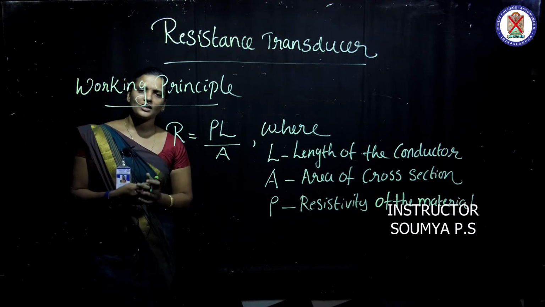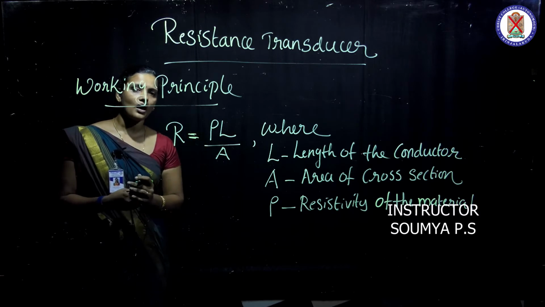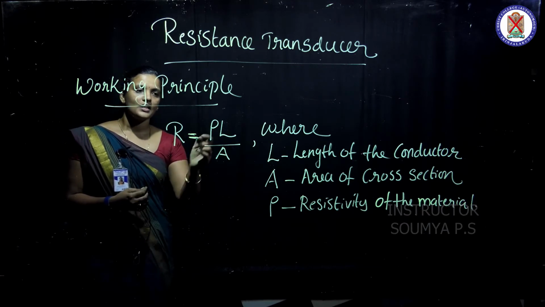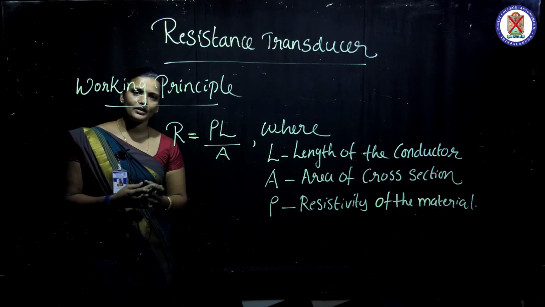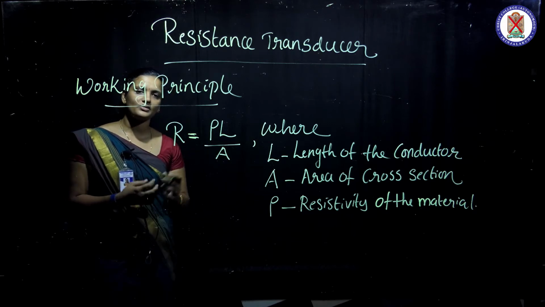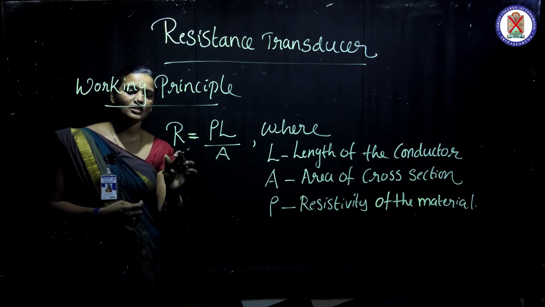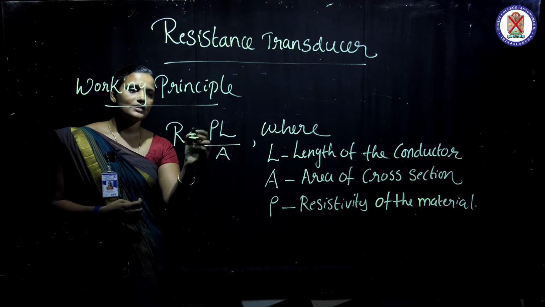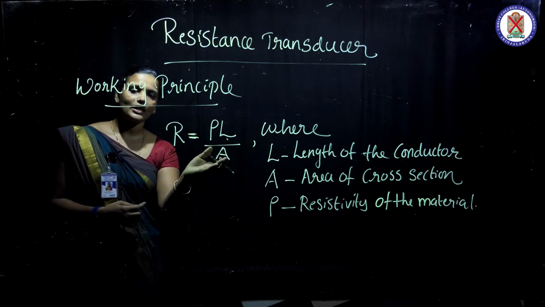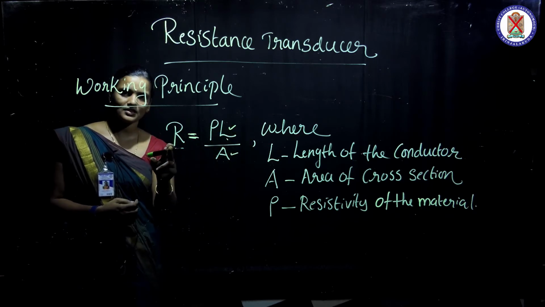Then let's see the working principle of a resistive transducer. Here's the formula. Resistance R is equal to rho L upon A, where L is the length of the conductor, A is the area of cross section, and rho is the resistivity of the conductor. Resistance is always measured in ohm. This resistance R is directly proportional to the length of the conductor and inversely proportional to the area of cross section. So if any one of these quantities changes, it will affect the resistance also.